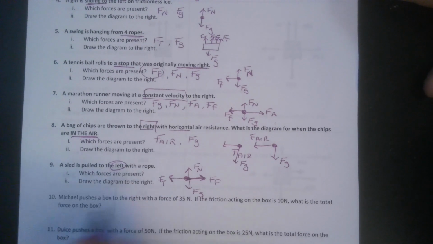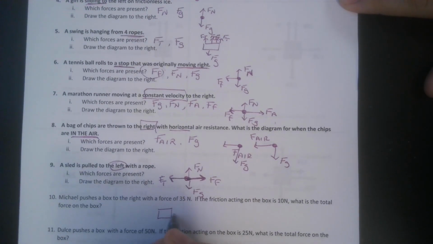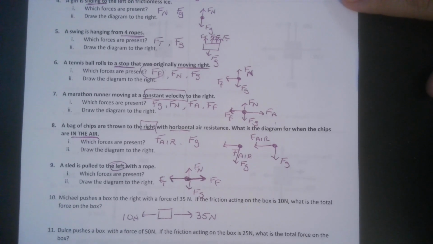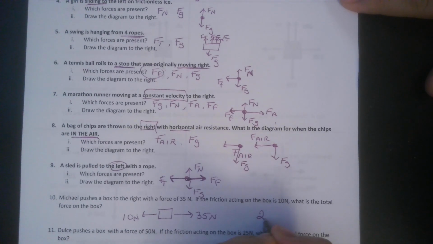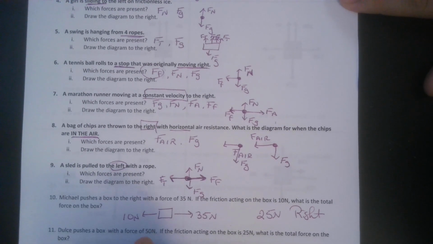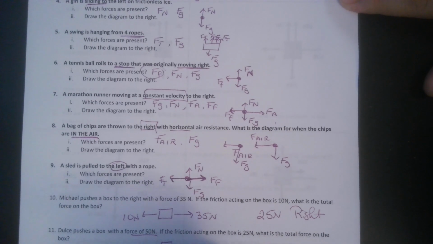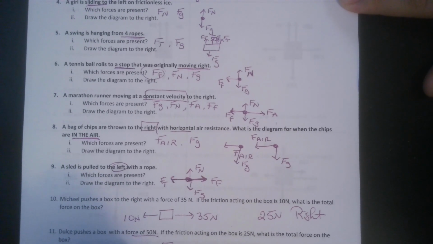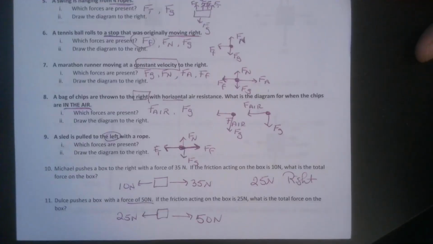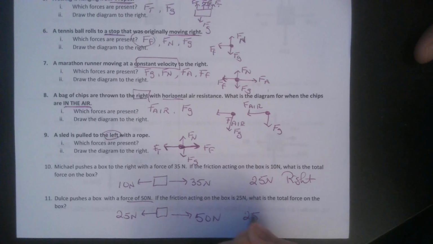Michael is pushing a box to the right with 35 newtons of force. If the friction is 10 newtons, what is the net force? Forces are opposite to each other, so you subtract. In that case, this gives you 25 newtons to the right. In the next one, we have 50 newtons and 25. This one doesn't give you a direction, so I'm just going to keep the same direction. 25 newtons, right.